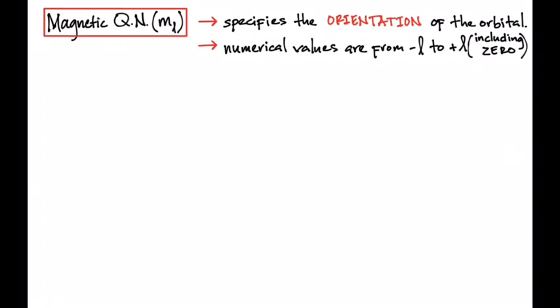So let's look at some examples. If you have L equals 0, then the only possible value of m sub L would be 0, because it's from negative L to positive L, including 0. But you can't have negative 0, obviously. If you have L equals 1, then the possible values of m sub L would be from negative 1 all the way to positive 1, including 0. So you have 3 possible values of m sub L when L equals 1.